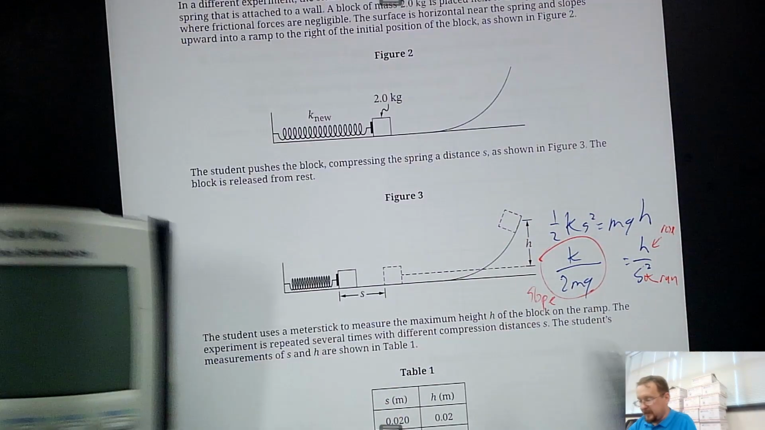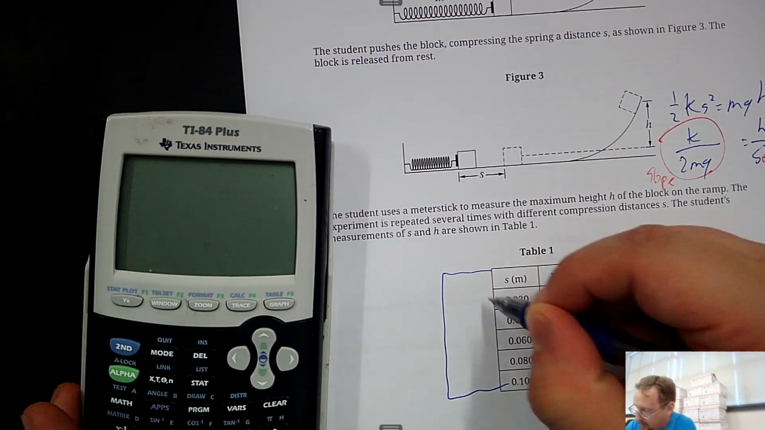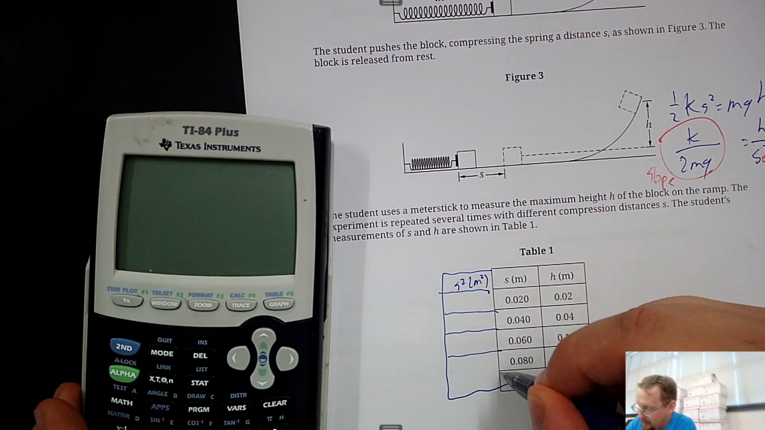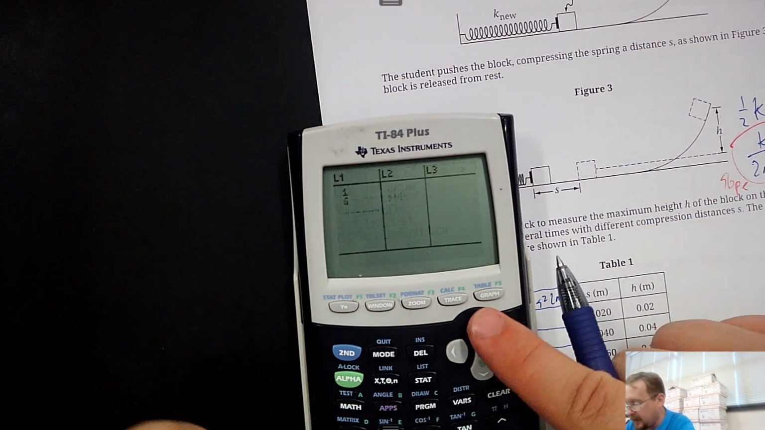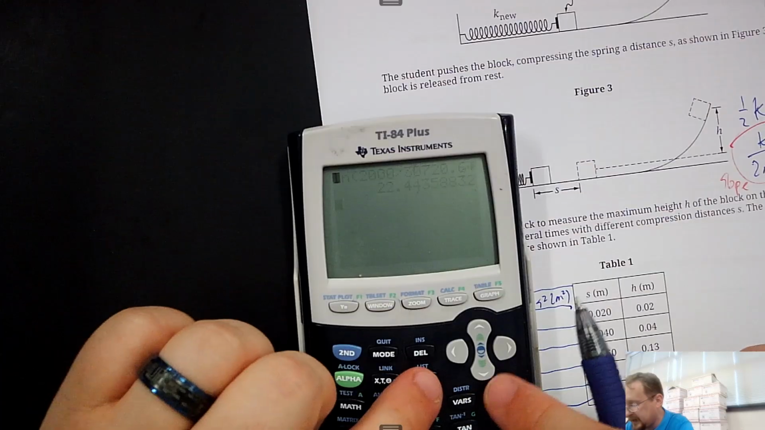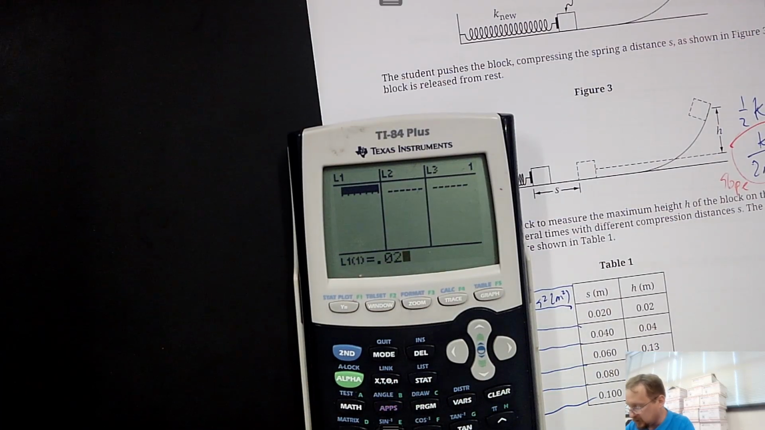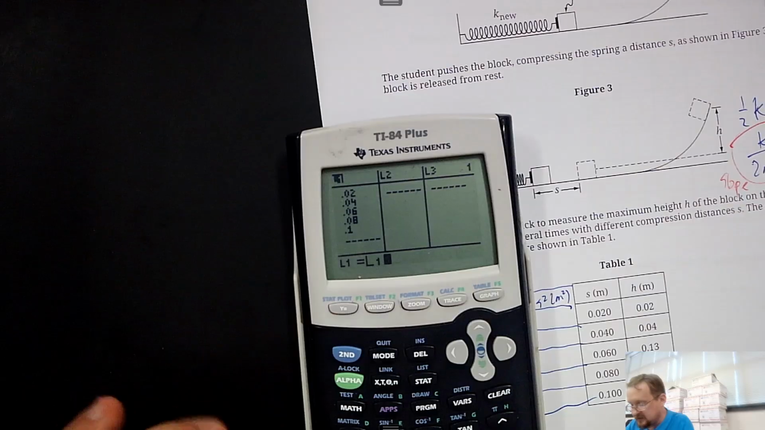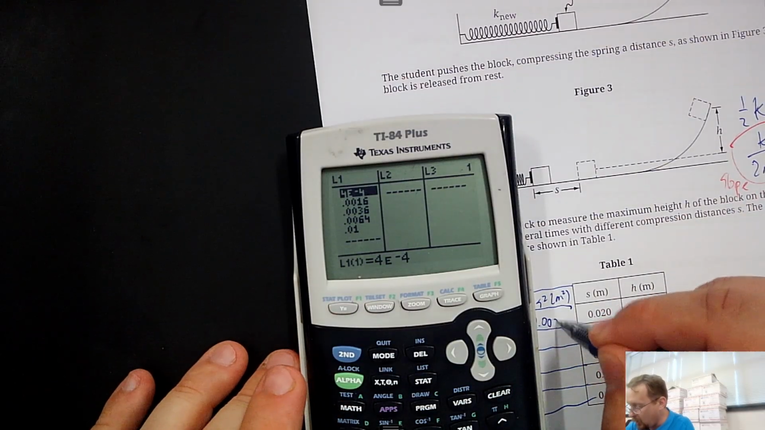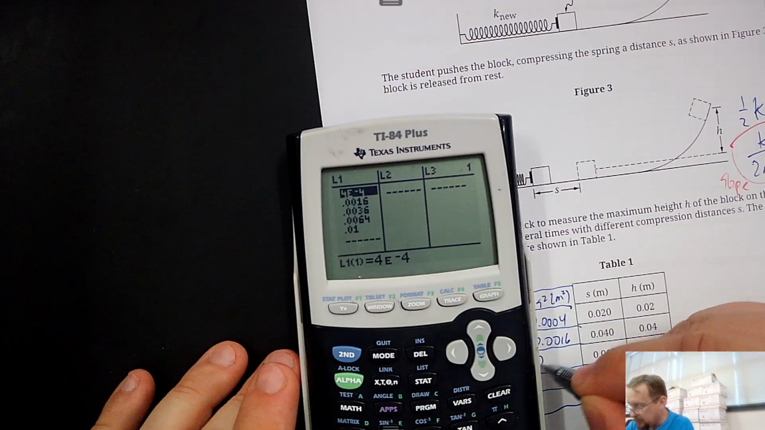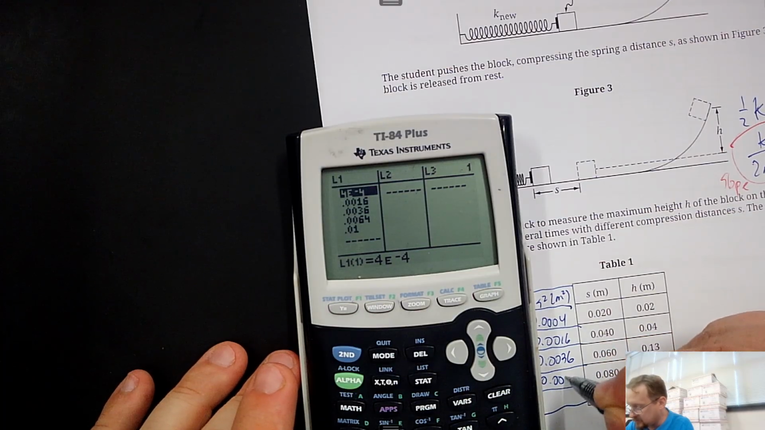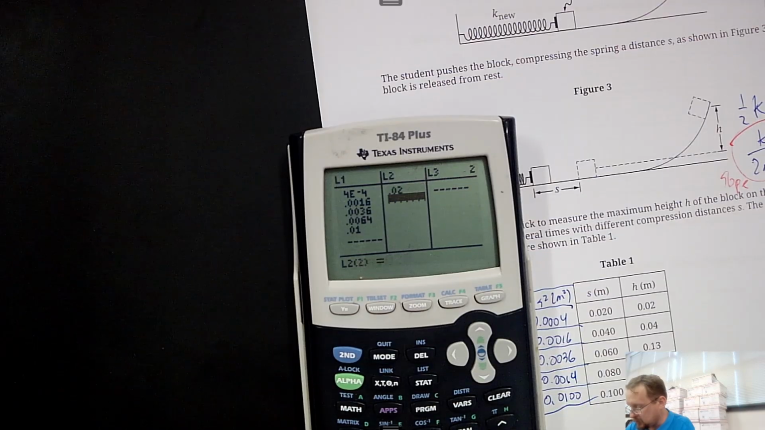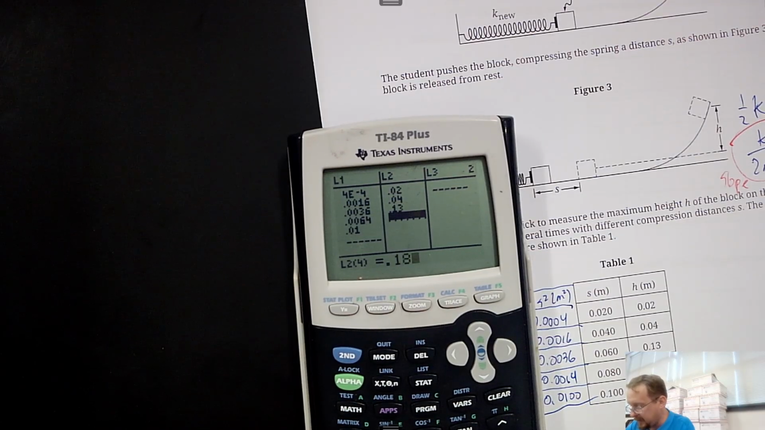So I'm going to plot s squared, in meters squared. This is going to be super easy. Let's get rid of this from AP pre-calculus that I recorded a few minutes ago. The values of s are 0.02, 0.04, 0.06, 0.08, 0.1. Now all those are going to get squared: 0.0004, 0.0016, 0.0036, 0.0064, 0.0100. Then my heights will be 0.02, 0.04, 0.13, 0.18, and 0.33.